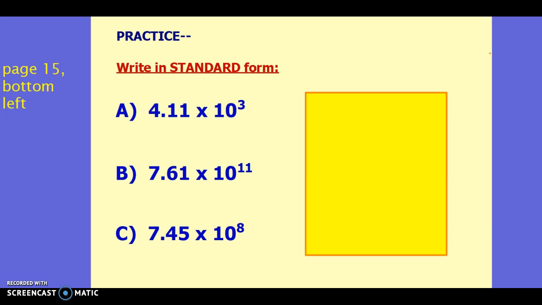Now I'd like you to take out your packet and turn to page 15, and we're going to start practicing writing numbers in two different forms. The first form we're going to look at is writing a number in standard form if you're given a number that's in scientific notation. And then we're going to do the opposite. We're going to look at a number that is in standard form and see if we can turn around and write it in scientific notation so that you can learn how to go back and forth.